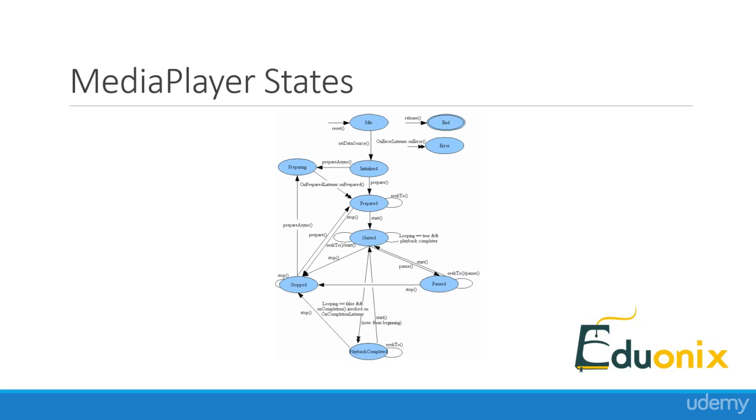From this state diagram, we can see that the media player object has the following states. When a media player object is created using new or after reset is called, it is in the idle state, and after release is called, it is in the end state. Between these two states is the life cycle of the media player object.